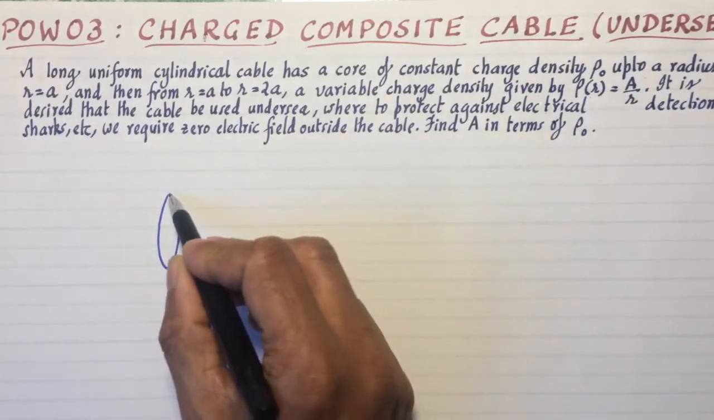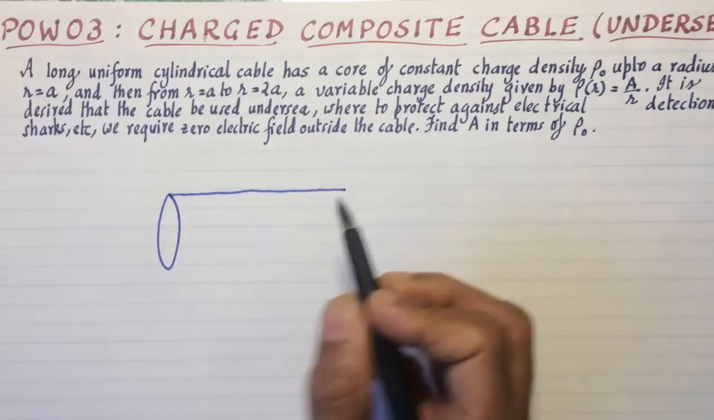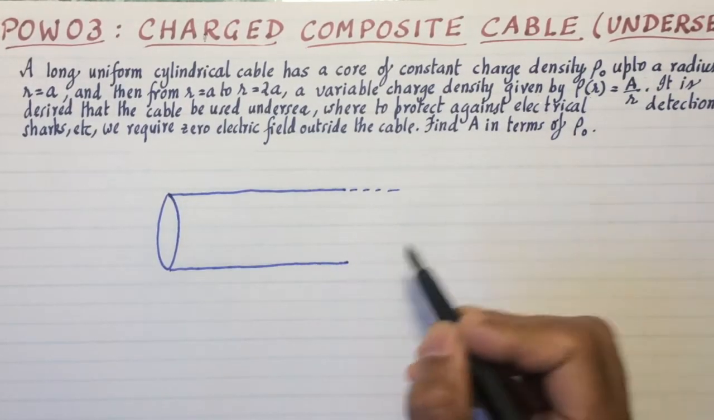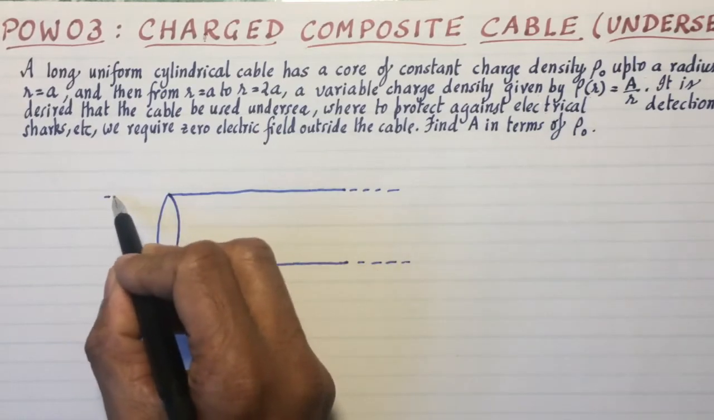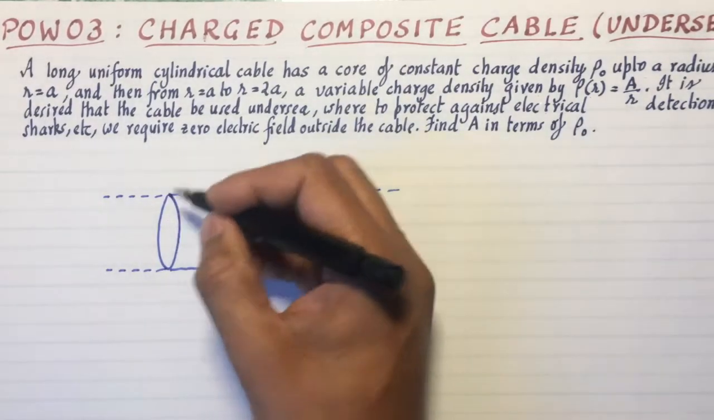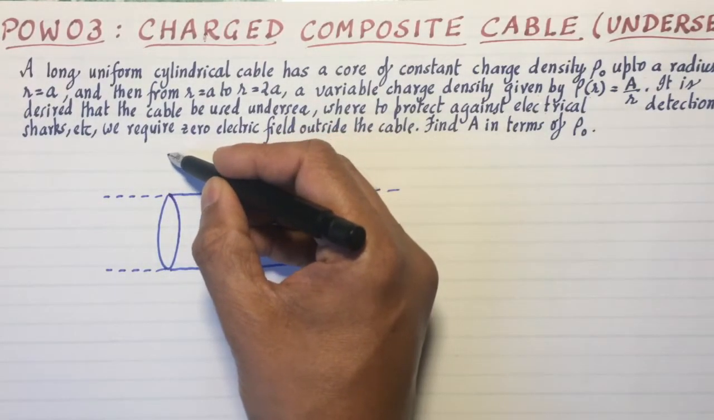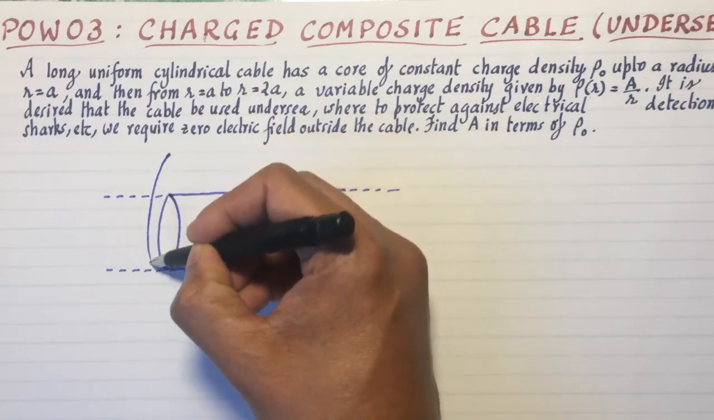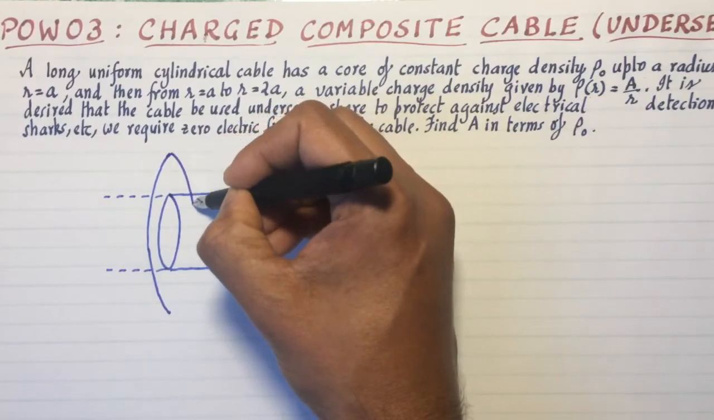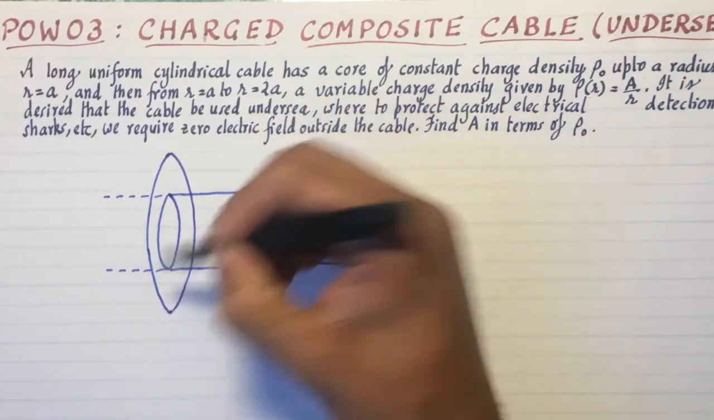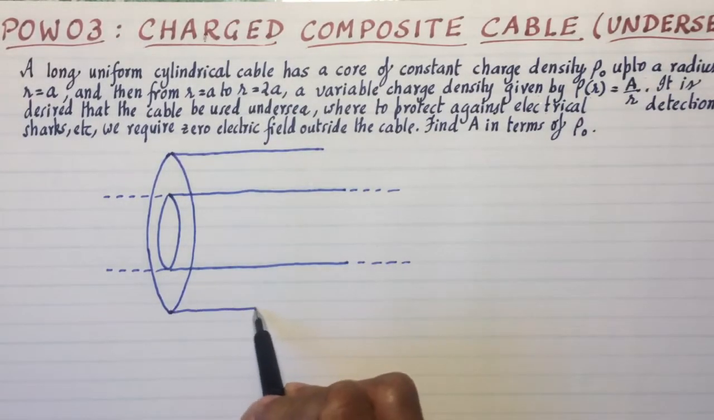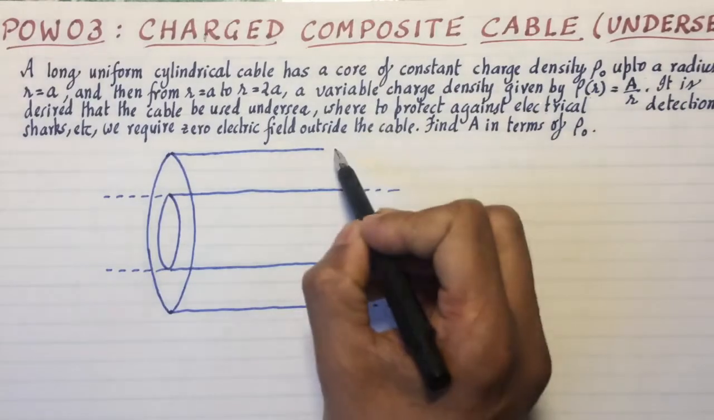It's not possible to draw the infinite cable, so we'll just draw a portion of it and indicate what's outside on either side by those dotted lines. Now the cable has two parts, so we have to go to the new radius, which is 2 times the inner radius, and that also extends off.